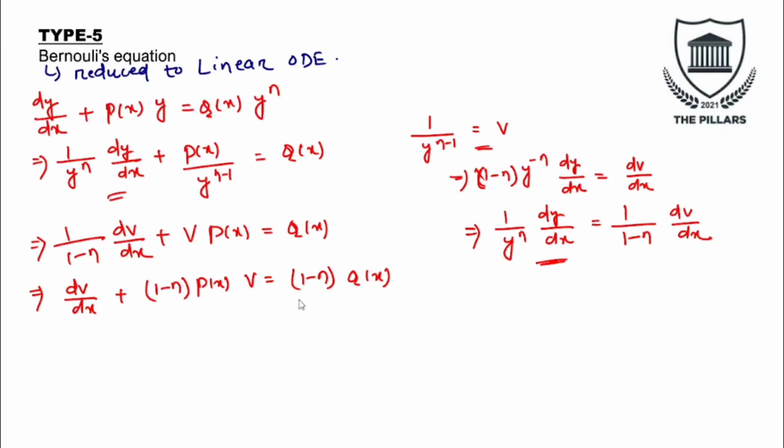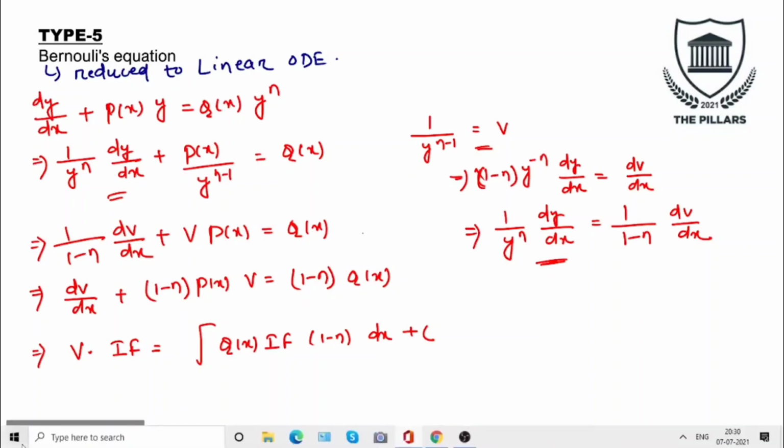This is the formalism, and we know the solution of this linear ordinary differential equation, that is v into integrating factor is equal to integral of q of x into integrating factor, and there is the 1 minus n term also, and this integration is with respect to x, plus an arbitrary constant c. This is the general formalism. I think you got the part here, and let me take an example by which you will be more clear.